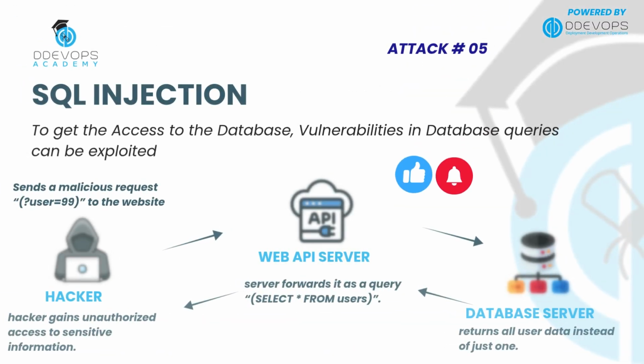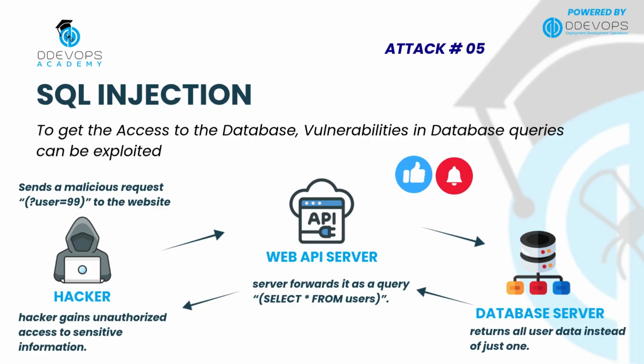SQL injection is when attackers exploit flaws in how an app builds database queries. They send crafted input in a URL or form, like user equals 99 OR 1 equals 1. So the web API unknowingly inserts it into a SQL command. The database runs it and may return all user records instead of just one, or even alter or delete data. That gives the attacker unauthorized access without valid credentials. Prevent it using parameterized queries, prepared statements, strict input validation, and least privileged database accounts.